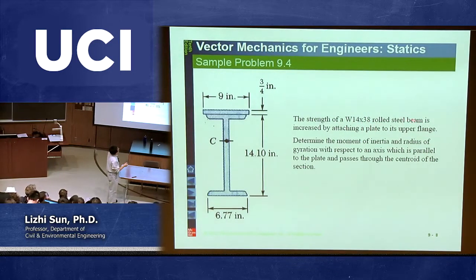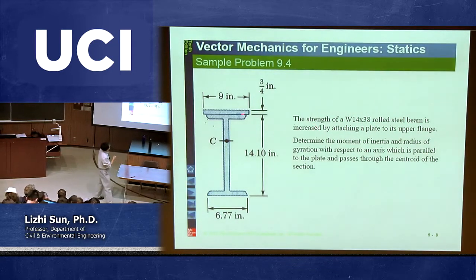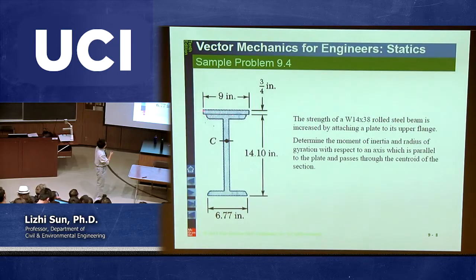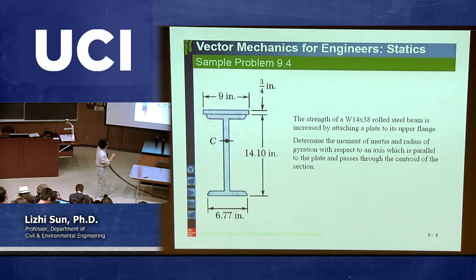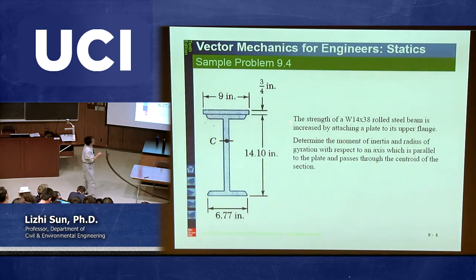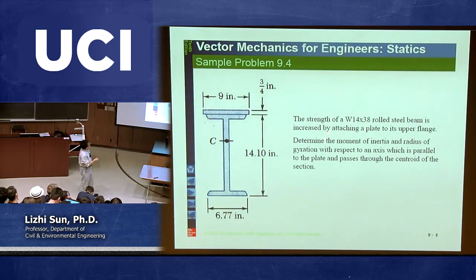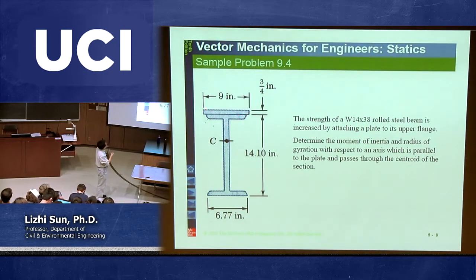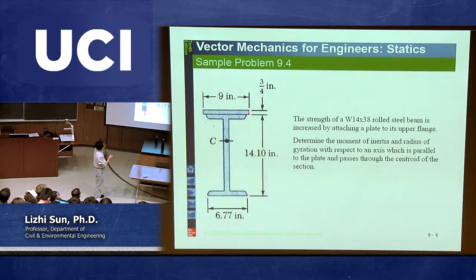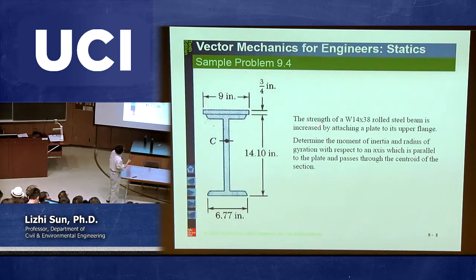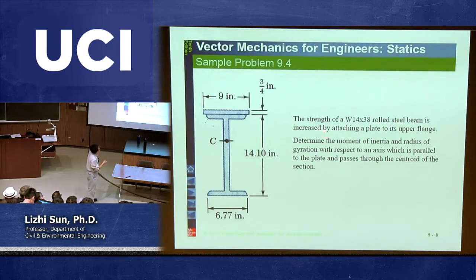So the strength of the W14/38 rolled steel beam is increased. This one itself, without talking about the top panel, is called the standard W14/38 steel beam cross section, but it is further strengthened by putting an additional top rectangular panel on top to increase the strength and also the rigidity. It's further increased by attaching a rectangular plate on the top to its upper flange, this one.